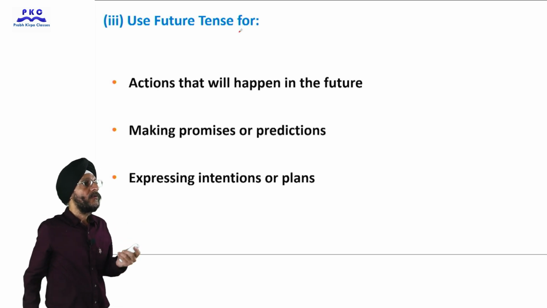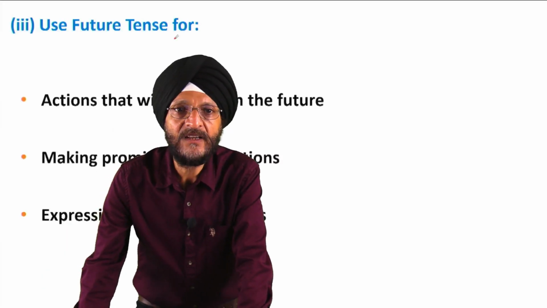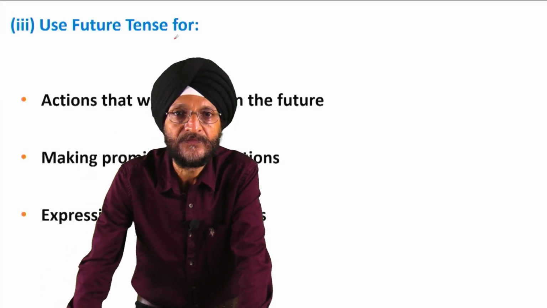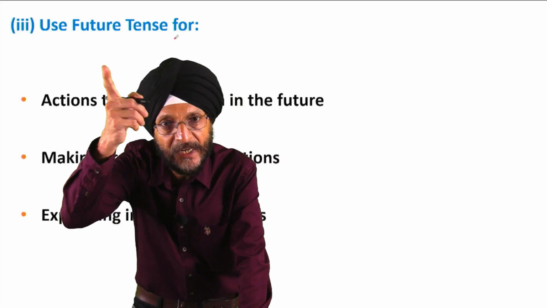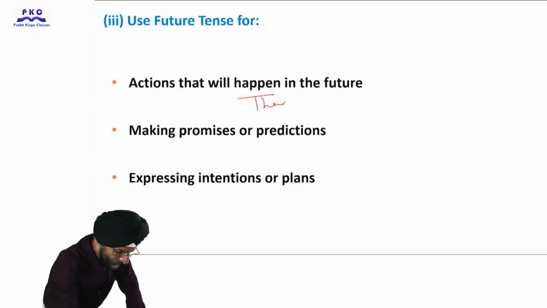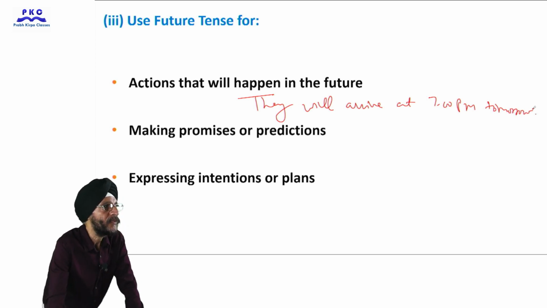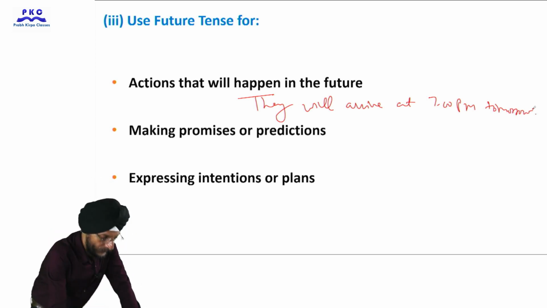Now we have to use future tense for actions that will happen in future. The actions which will take place in future. An example is: they will arrive at 7 p.m. tomorrow. We are talking about future. Here we will use future tense.